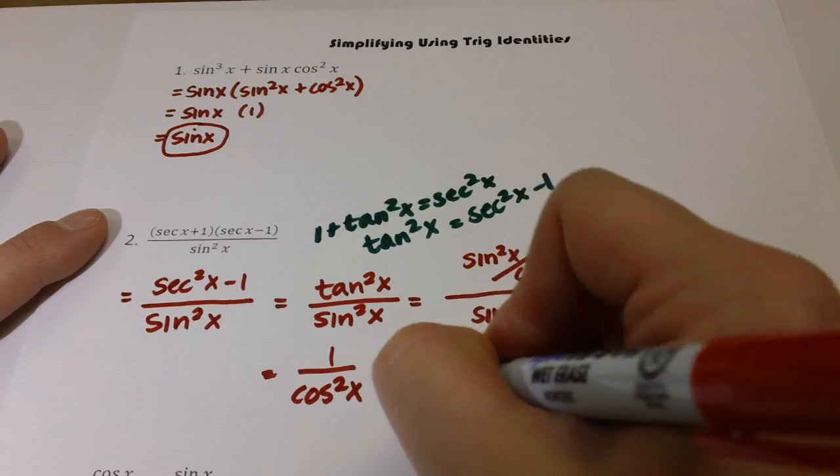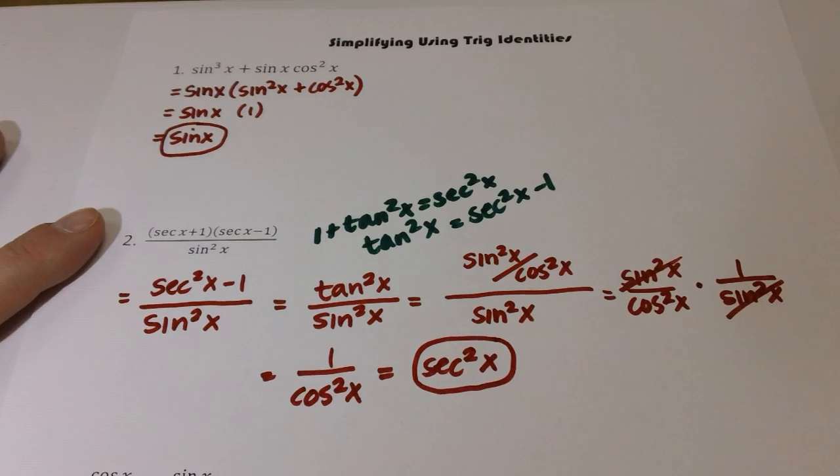Now some of you are going to want to leave your answer as 1 over the cosine squared of x. That is not going to be correct because it is not simplified completely. Make sure that you always simplify it completely, okay?